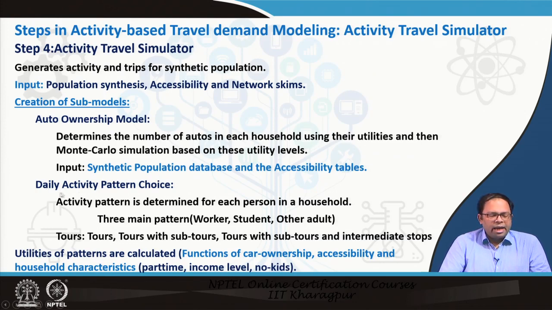Then comes the activity pattern choice. This is again another set of utility equations where we choose the activity pattern. There are three main patterns. We choose the activity pattern for each person in the household. The pattern is either a worker, a student, or an other adult. So either he goes to work, he goes to college, or he is somebody else.